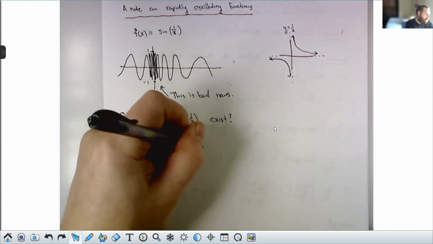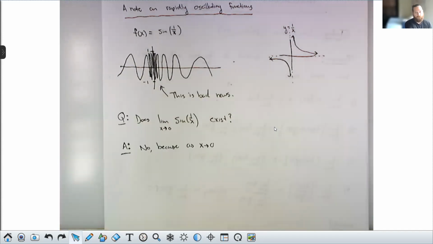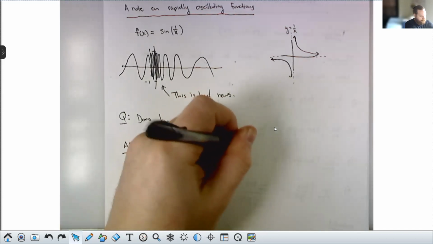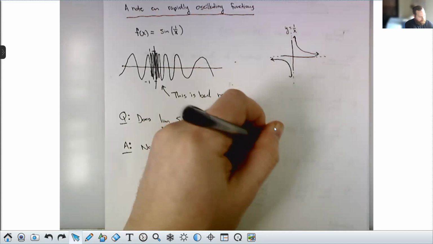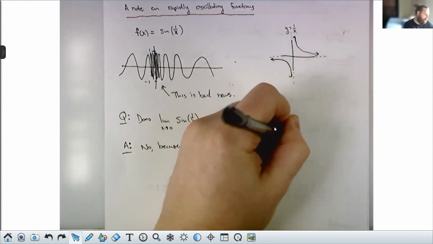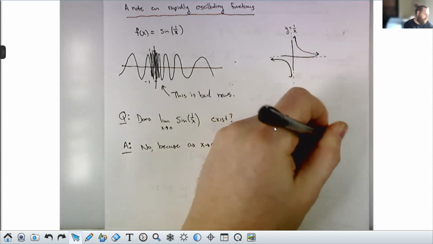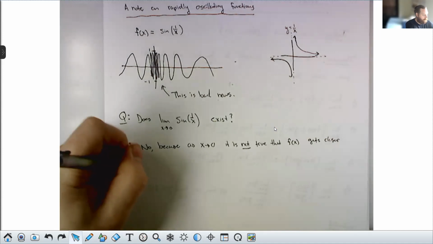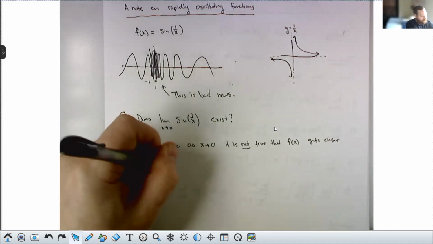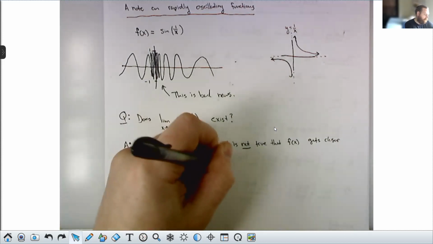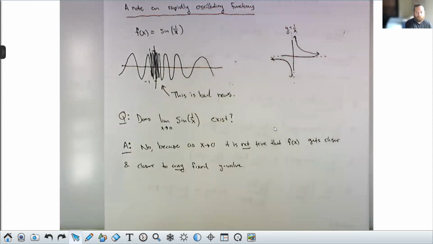Because as x gets closer and closer to 0, which is what this notation means, it is not true that the y values on the graph, in other words f of x, get closer and closer to any fixed y value. It just bounces back and forth faster and faster as you get closer and closer to 0.